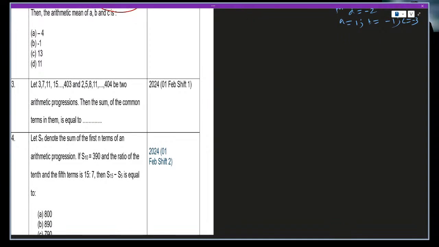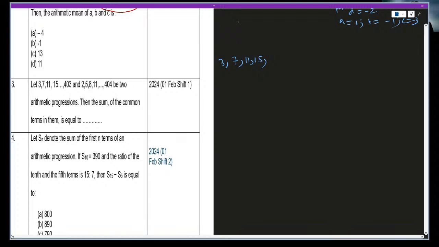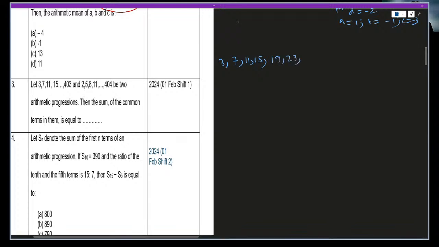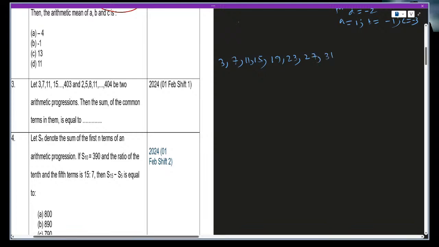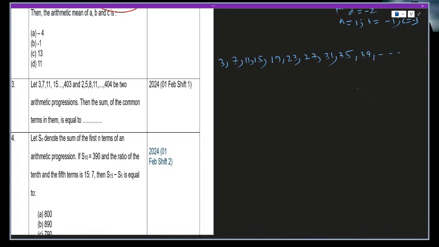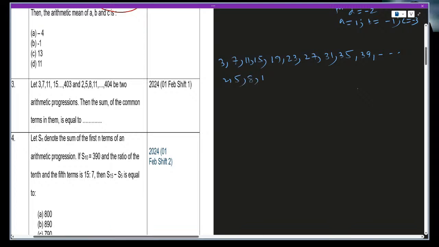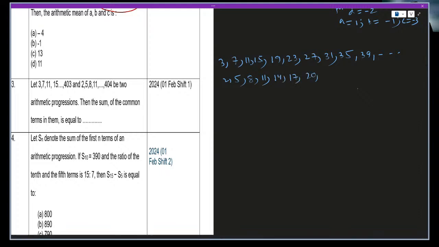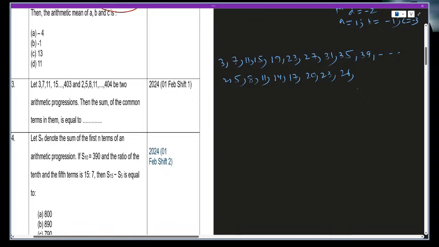First series 3, 7, 11, 15, next one 19, 23, the common difference you know, 31, 35, 39. That's enough. This is the first one. What about the second one? 2, 5, 8, 11, then 14, 20, 23, 26, 29, 32, 35. I hope we are getting a few terms common.